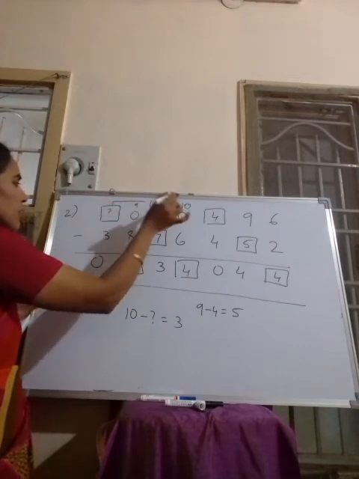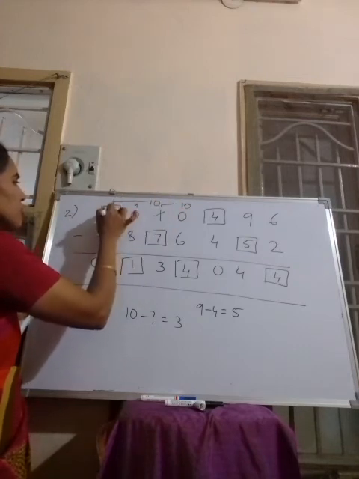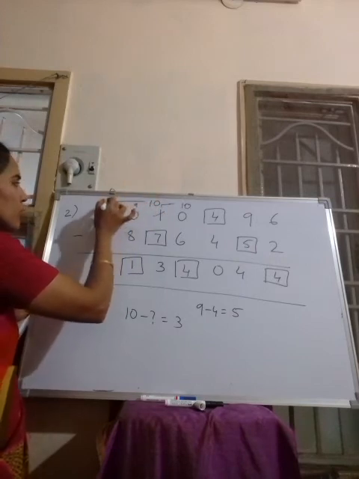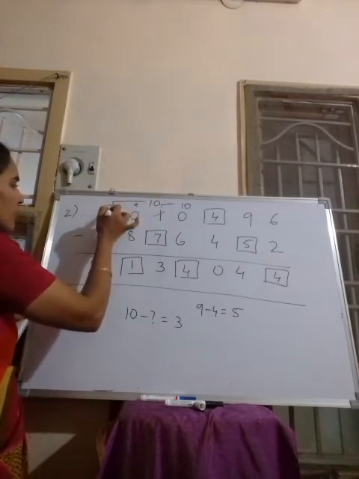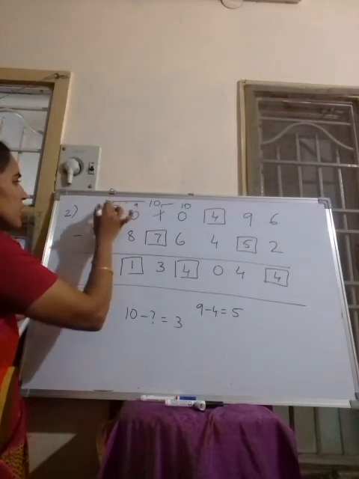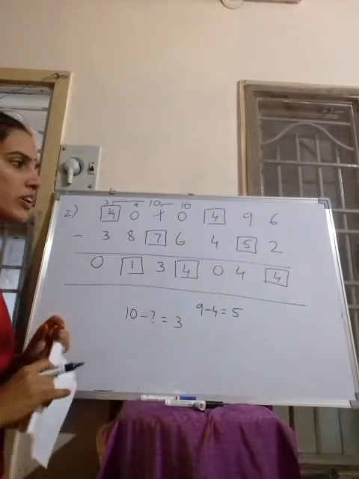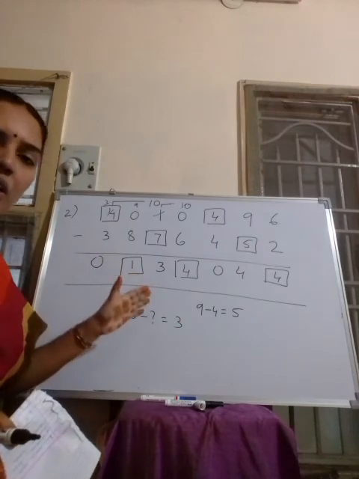But here one was already borrowed from 3, therefore we should write here 4. We already borrowed 1 from 4, now we are left with 3. Already borrowed, now left with 3. 3 minus 3 gives 0. This is how we have to find out the missing digit using the relation.